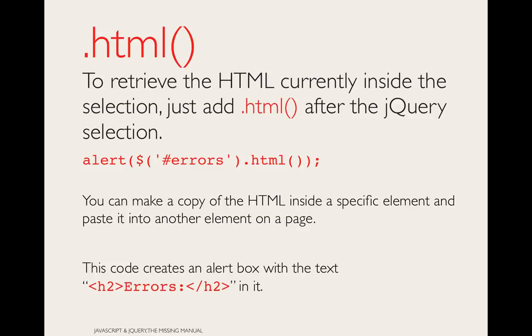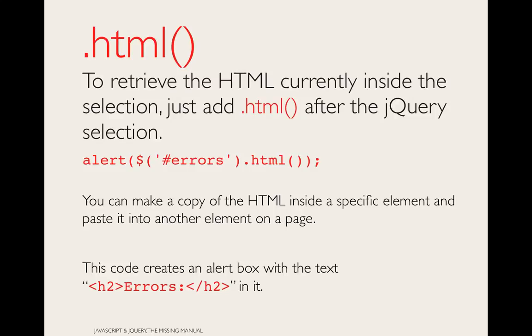So if you want to select and display the errors that have been returned for this div, say you're storing them in this div that has an ID of errors, you just read the HTML that's inside that div. You can make a copy of the HTML inside a specific element and say paste it into another element. So this code would create an alert box with the text H2 errors in it.